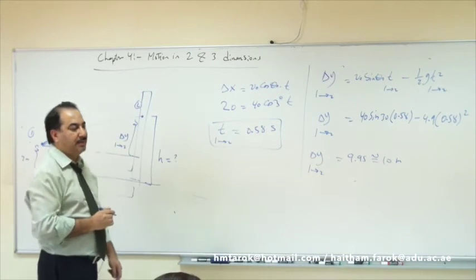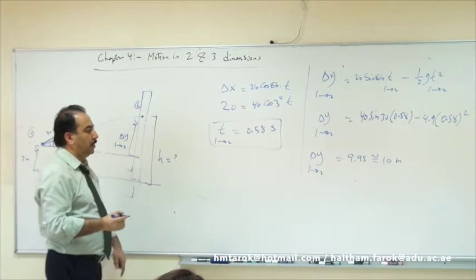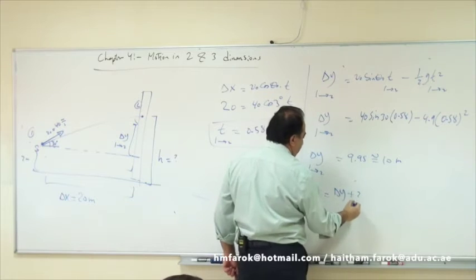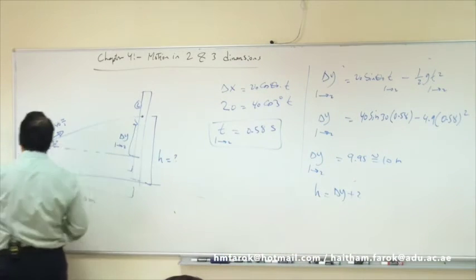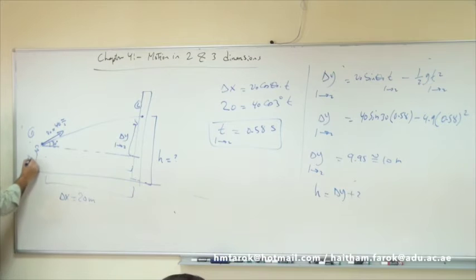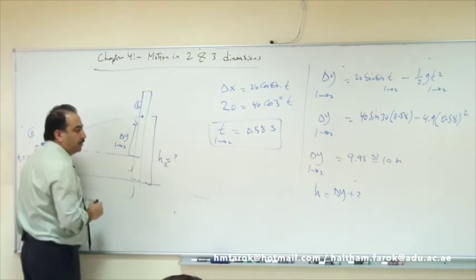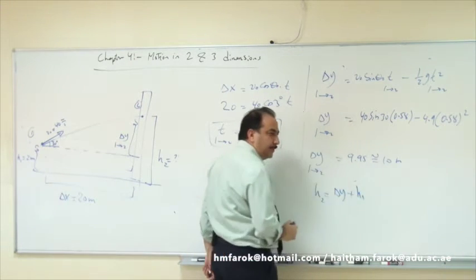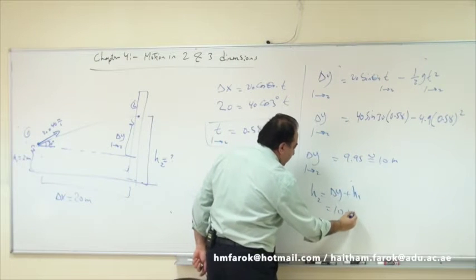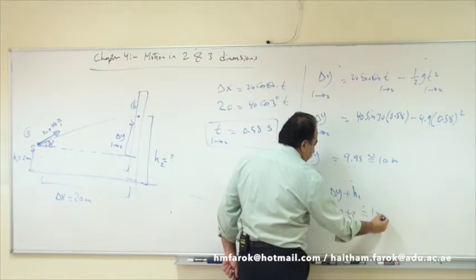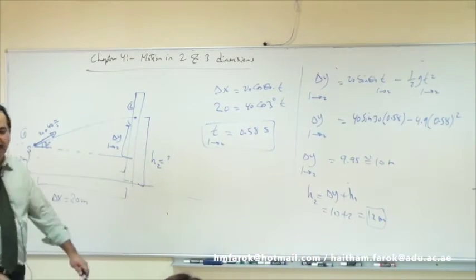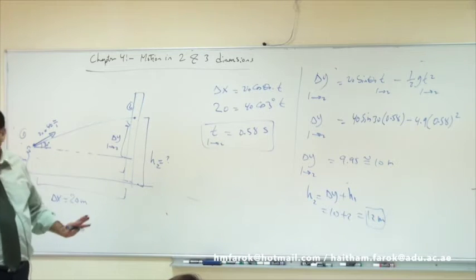All right, so now what's the answer for the question? So h is delta y plus 2, yeah? You can call this something else. This 2, let's call it h1, and this is h2. So h2 equals delta y plus h1. 10 plus 2, 12. All right. This is the first part, A.